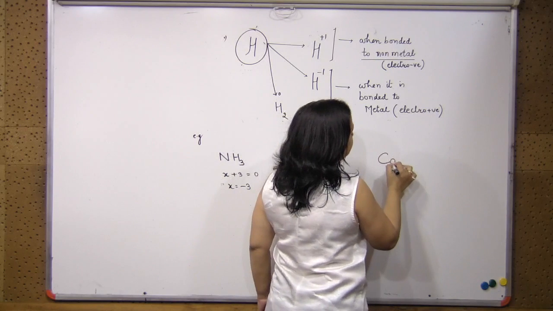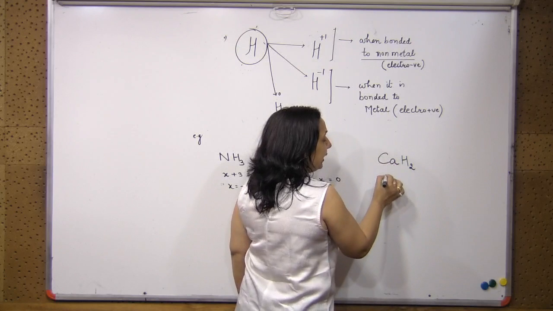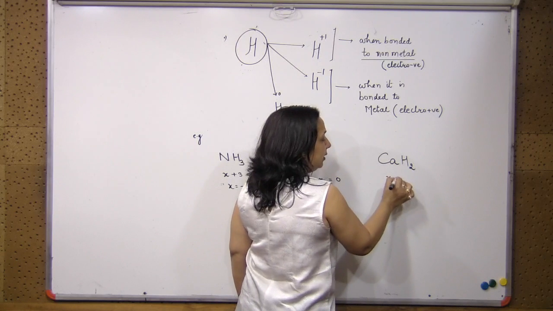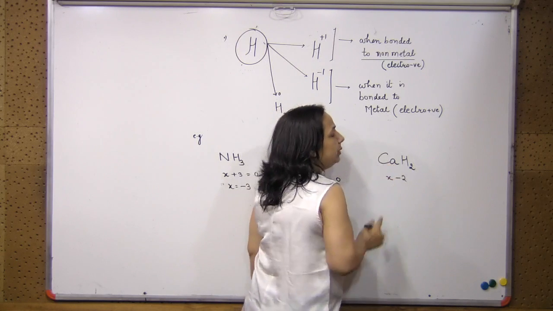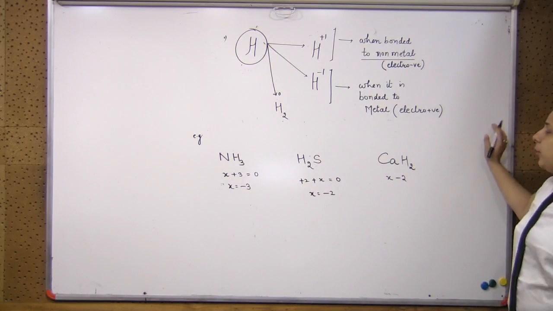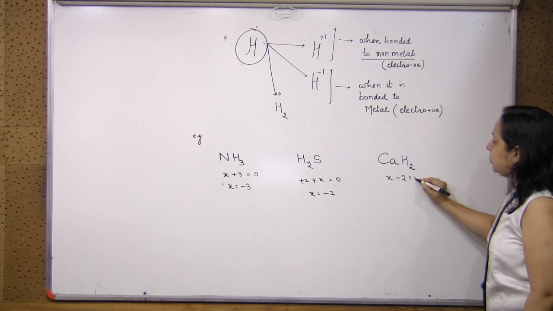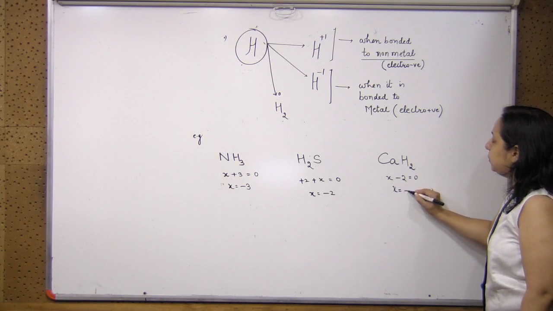But if we write CaH2, now calcium is X. Hydrogen is now -1 because calcium is a metal. So calcium is bonded to hydrogen. X - 2 is equal to 0. X comes out to be +2.